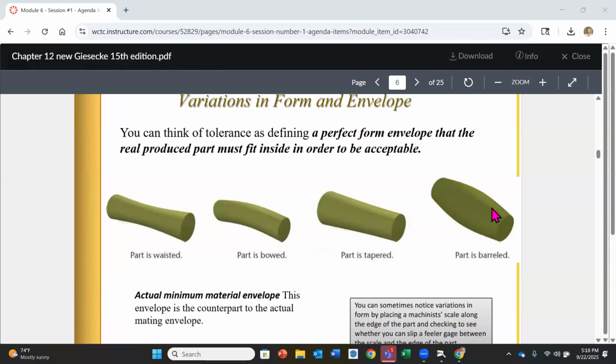We know it's not going to be easy or even possible to make each one of those parts perfectly straight along their length within that tolerance zone. Okay. So these are things that you can expect when you're producing or when you're specifying the tolerances on a drawing. Okay.